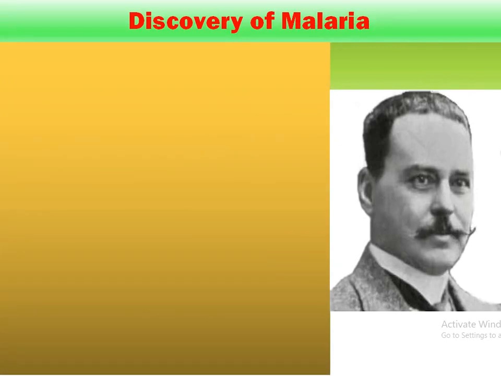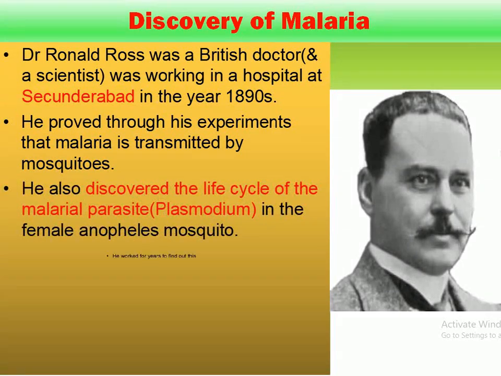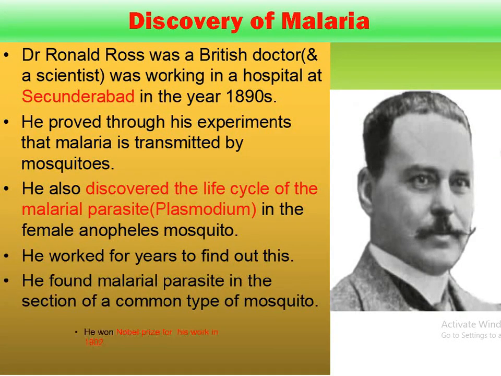Malaria is caused by the parasite Plasmodium, which was discovered by one of the great scientists, who was also a doctor, Dr. Ronald Ross. He was working in a hospital at Secunderabad in the year 1890, and he proved through his experiments that malaria is transmitted by mosquitoes. He also discovered the life cycle of the malarial parasite Plasmodium in the female Anopheles mosquito.